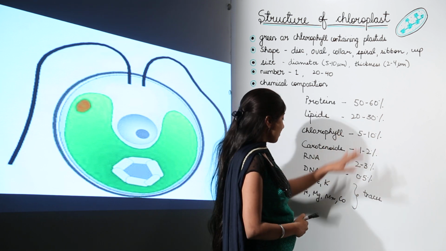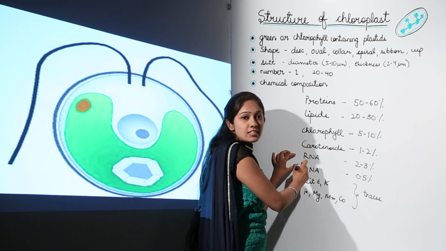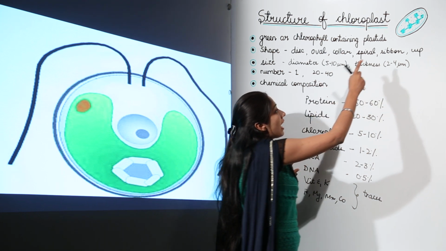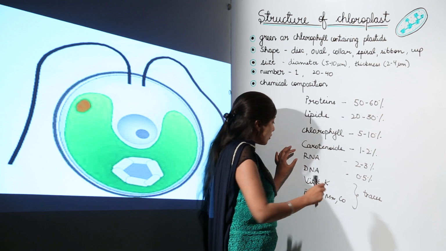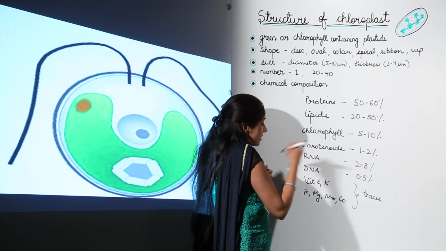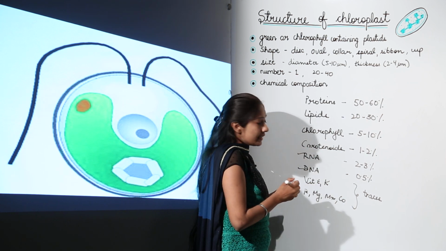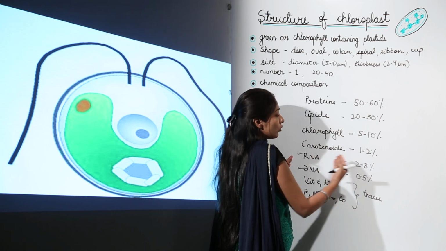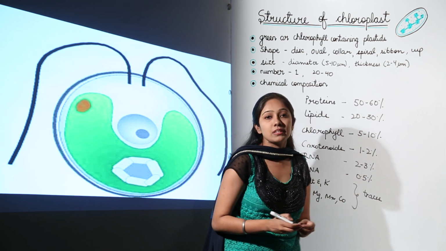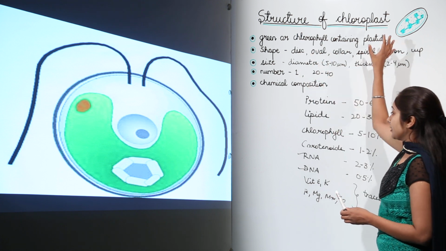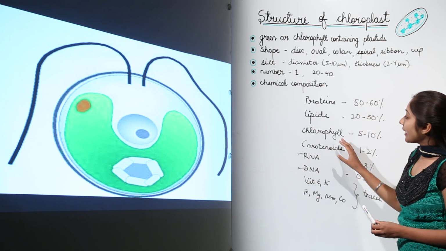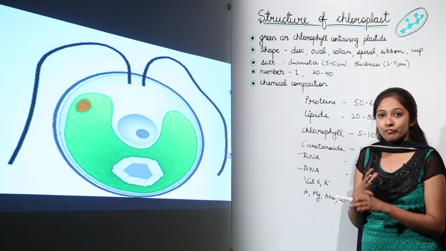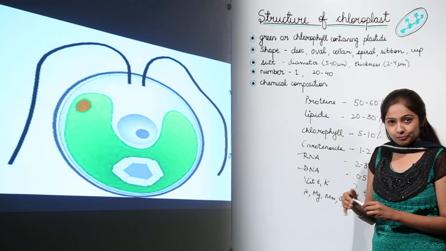Then we have lipids, and then the genetic material, obviously, because I told you that plastids are double membrane structures, these organelles, and they have their own genetic material. So this genetic material, that is this DNA and RNA, okay, RNA is found 2 to 3% and DNA 0.5%. This is their own genetic material. But now looking at this chemical composition, can you find out where there is a confusion?